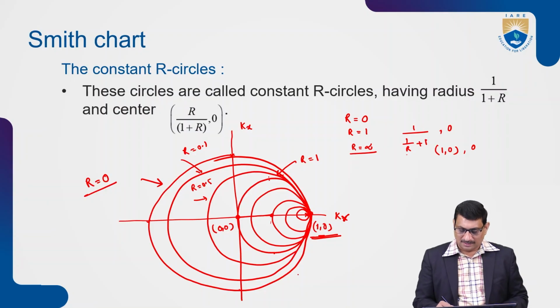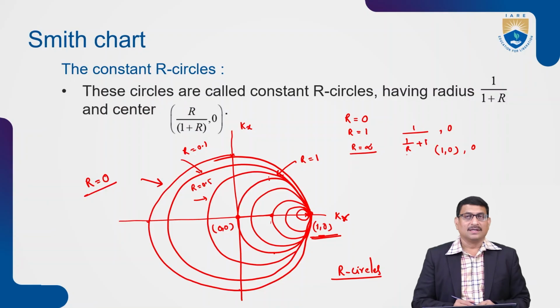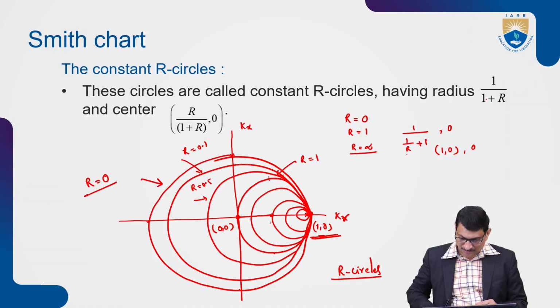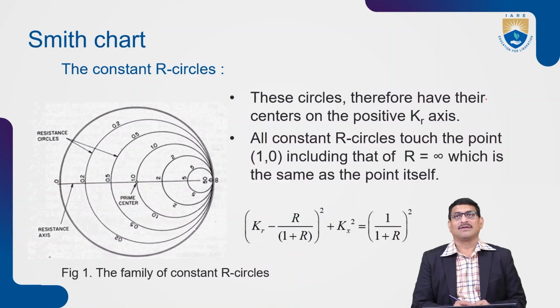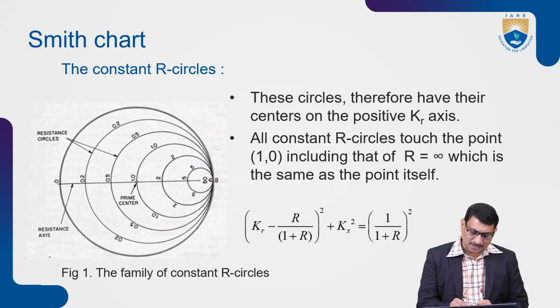This is called the family of r circles, all together for the different values of r, ranging from 0 to infinity, where the center is at r divided by 1 plus r comma 0 and the radius is 1 divided by 1 plus r. Right? So this is about the family of r circles. And all r circles, including the r equal to 0 circle or the r equal to infinity circle, pass through the point at 1 comma 0.